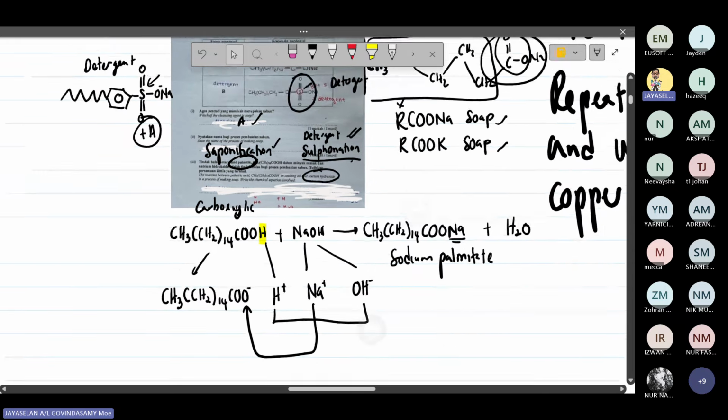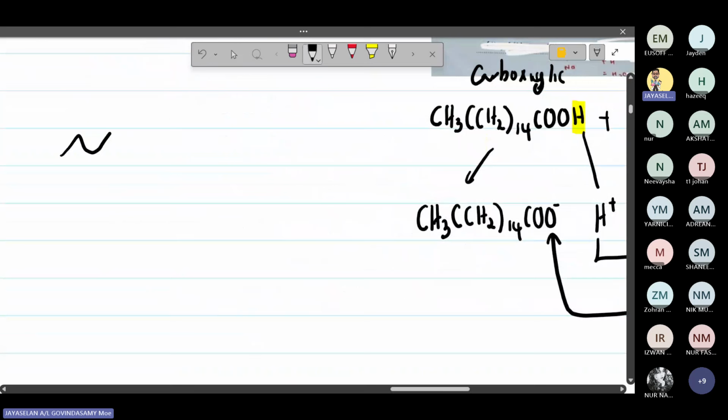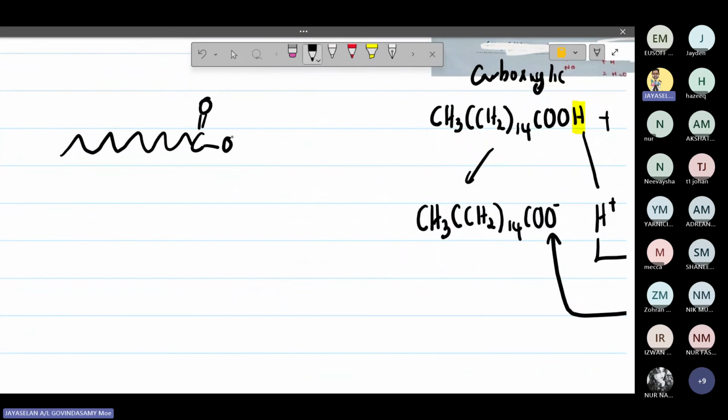Okay, so now you all understand this. Please remember if they ask like this. So I repeat again, they put here C double bond O, O negative, Na positive. This is what? Soap.